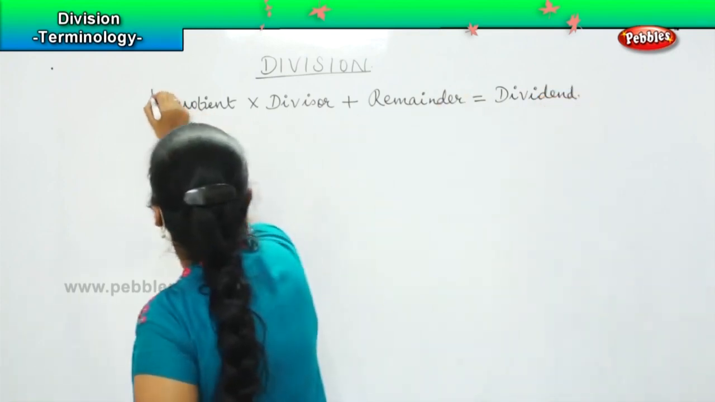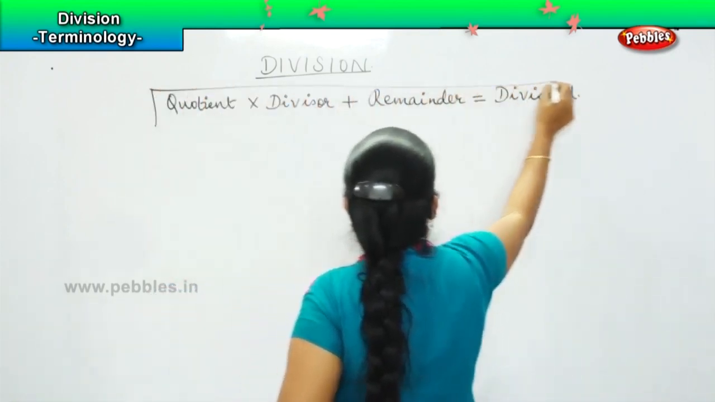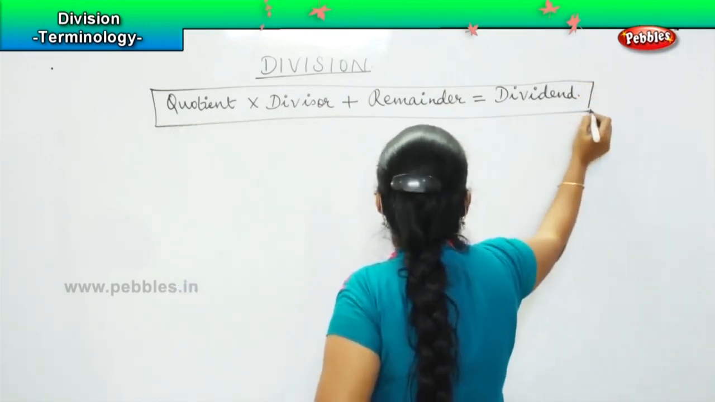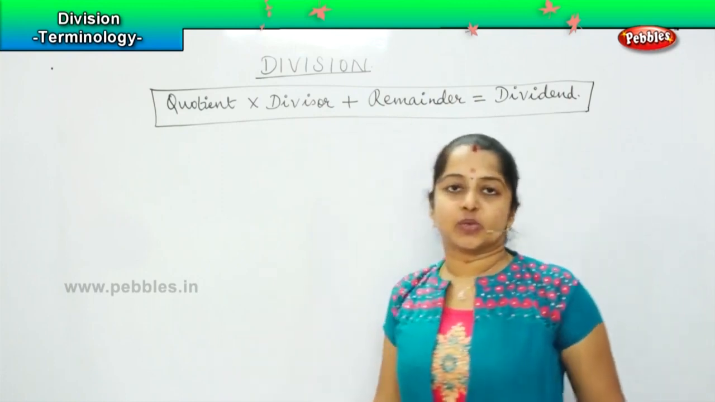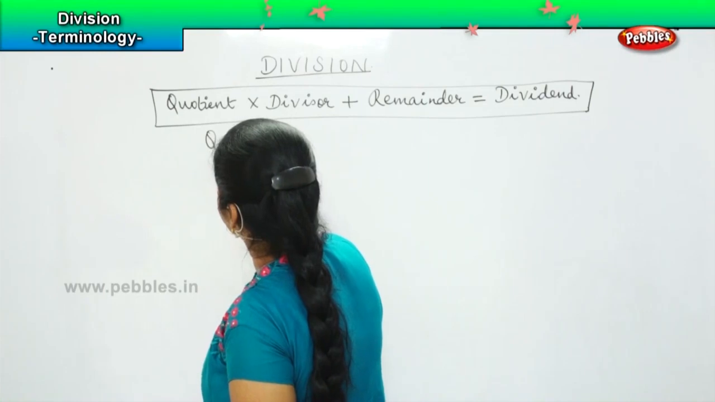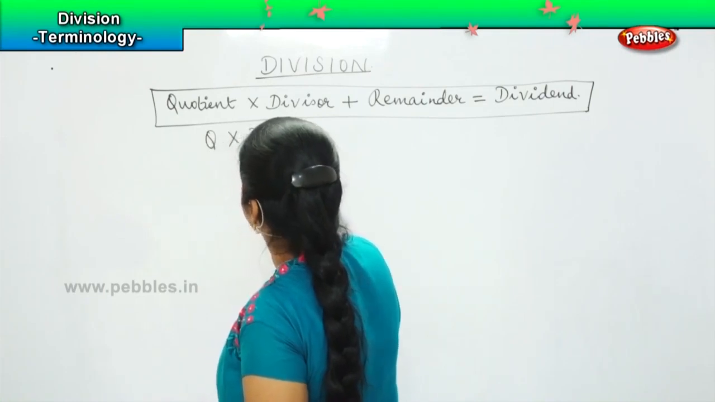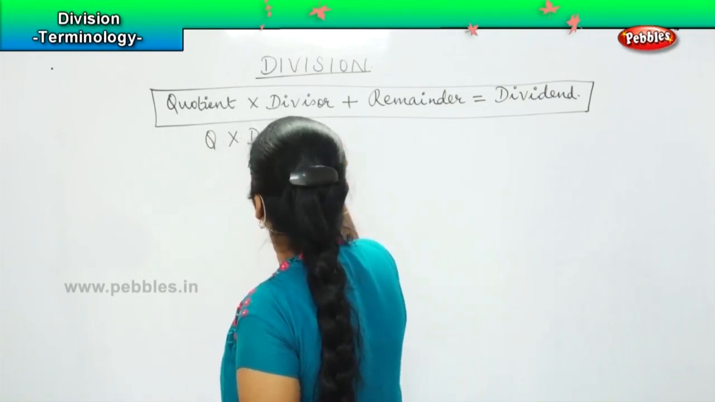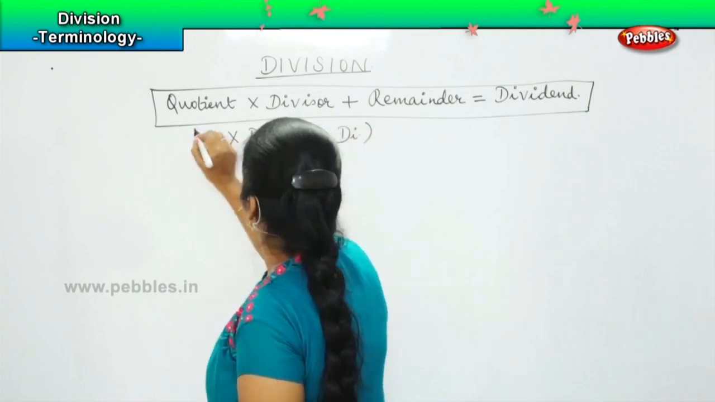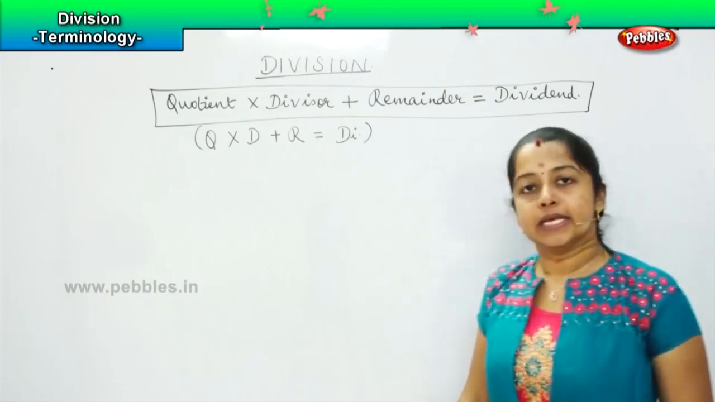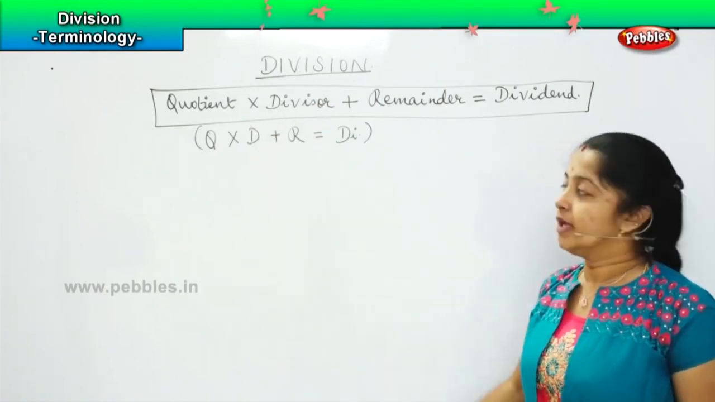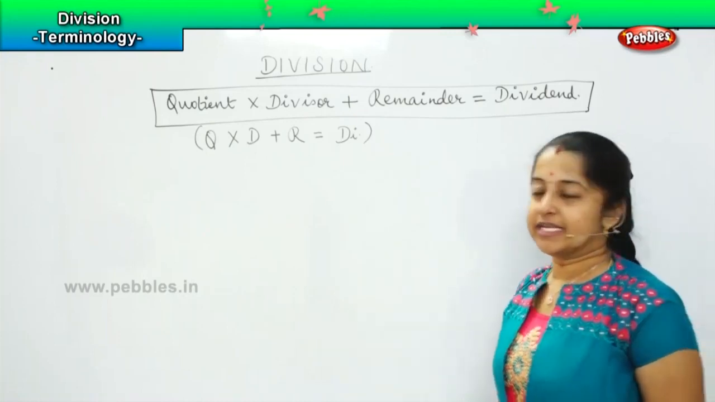So this is a very important formula, children, which we will be following in our division in order to see whether the answer that we have derived is right or wrong. Okay. So repeat again, quotient into divisor plus remainder will give me my dividend. I am writing the short form of dividend as DI, because even for divisor I have written D. Okay. So let's understand this with the help of an example.